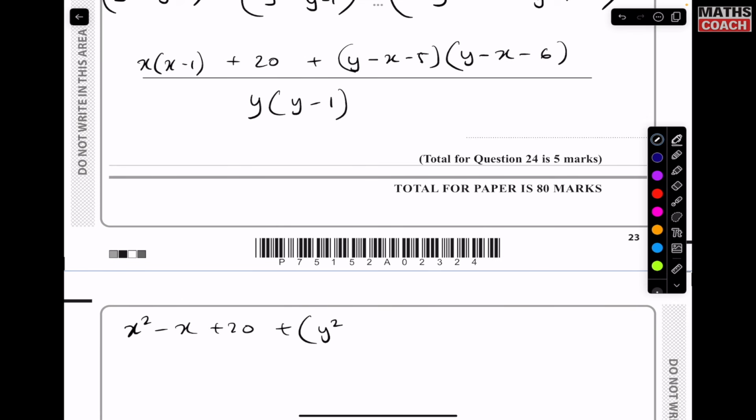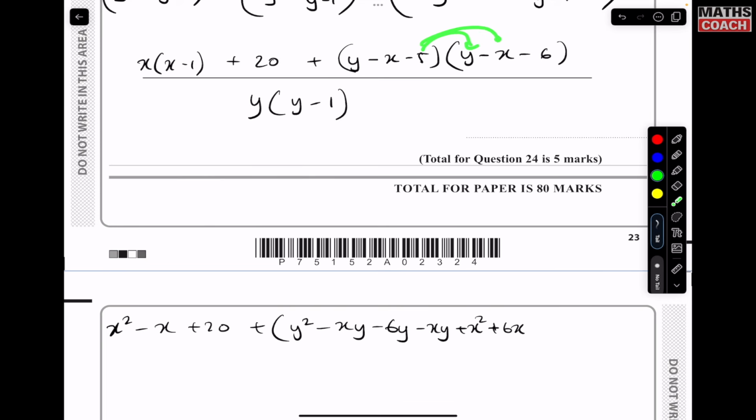So y squared minus xy minus 6y. Now the x is minus xy plus x squared plus 6x. Okay. Now I need to make some room here. Right, so now I need to do the 5 times that, 5 times that, 5 times that. Okay, so that would be minus 5y plus 5x plus 30. All right, there, got it done.